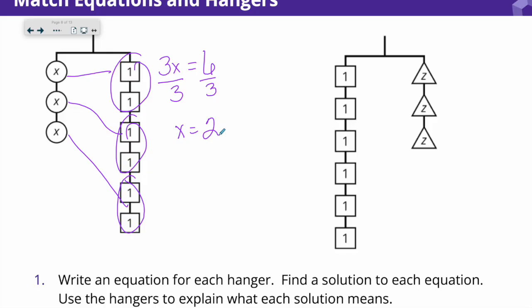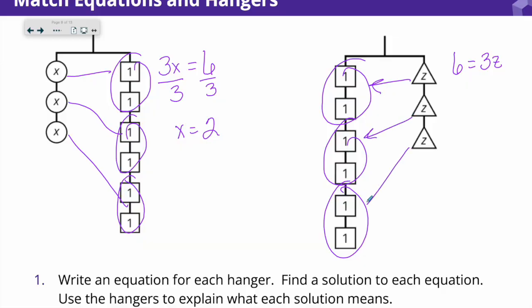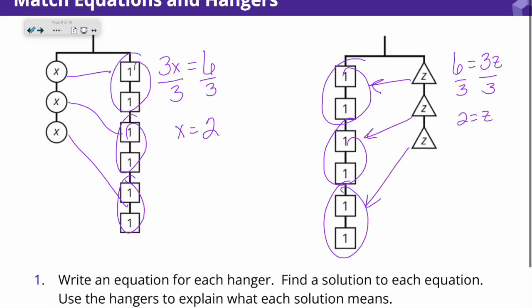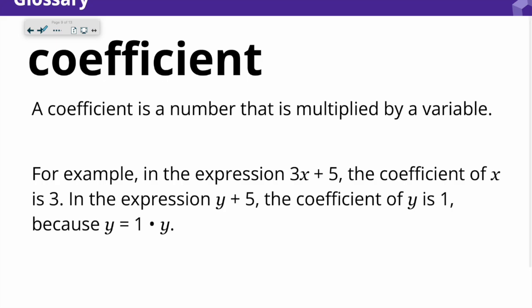This one is very similar, only this time my 6 ones are on the left and I've got 3z on the right. So if I divide this into 3 equal groups, I also need to divide the right side by 3 equal groups to match them up to get 2 equals z. That number that we're dividing by, the number that's being multiplied in the equation, is called our coefficient.